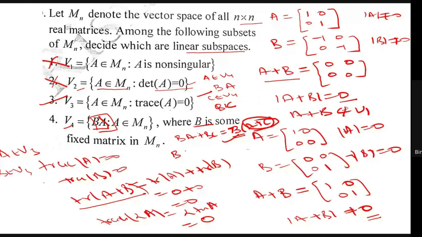Similarly, B alpha A. We can write alpha BA as B alpha A, so we can write alpha A in terms of B into alpha A. So both properties, closure under addition and scalar multiplication, are satisfied. So this V4 also becomes a linear subspace. The correct options will be 3 and 4. The next question.